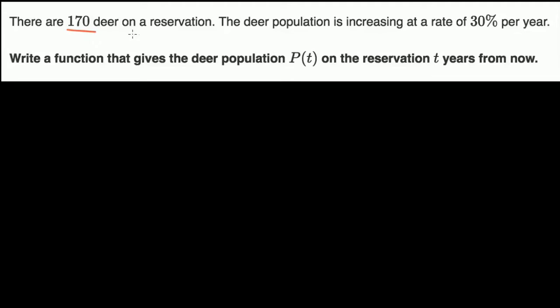Hello po. Ang topic po natin ngayon ay modeling with base exponential function. Ayan po. There are 170 deer on a reservation. The deer population is increasing at a rate of 30% per year. Write a function that gives the deer population P of T on the reservation T years from now. Ayan po.